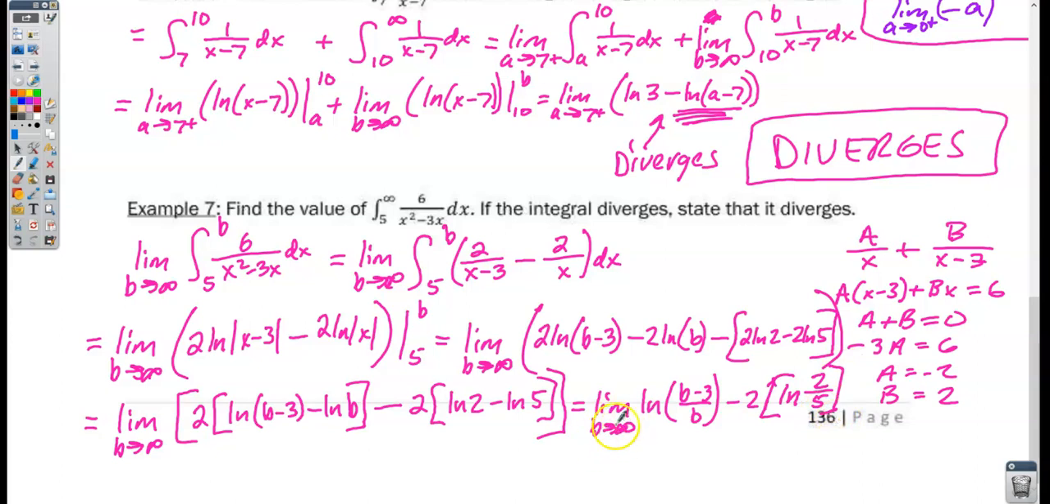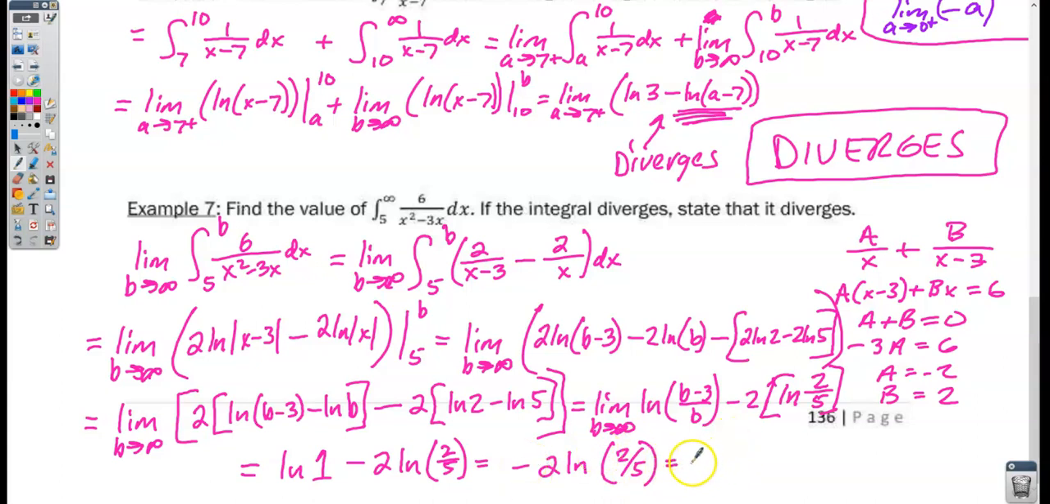So now, the limit as b goes to infinity. As b goes to infinity, b minus 3 over b approaches 1. And so this equals the natural log of 1 minus 2 times the natural log of 2/5. The natural log of 1 is 0, and so this is equal to negative 2 times the natural log of 2/5.